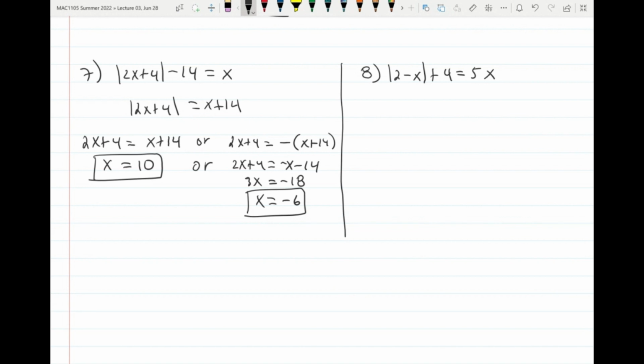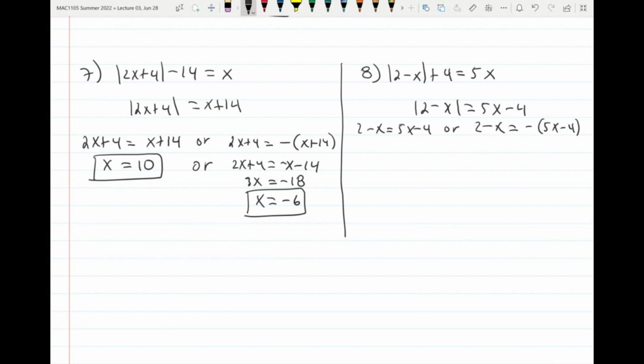Okay. So let's take a look at the next one. The next one is pretty similar. So, we do the same thing. Isolate the absolute value. Split 2 minus x equals 5x minus 4. Or 2 minus x equals negative 5x minus 4.